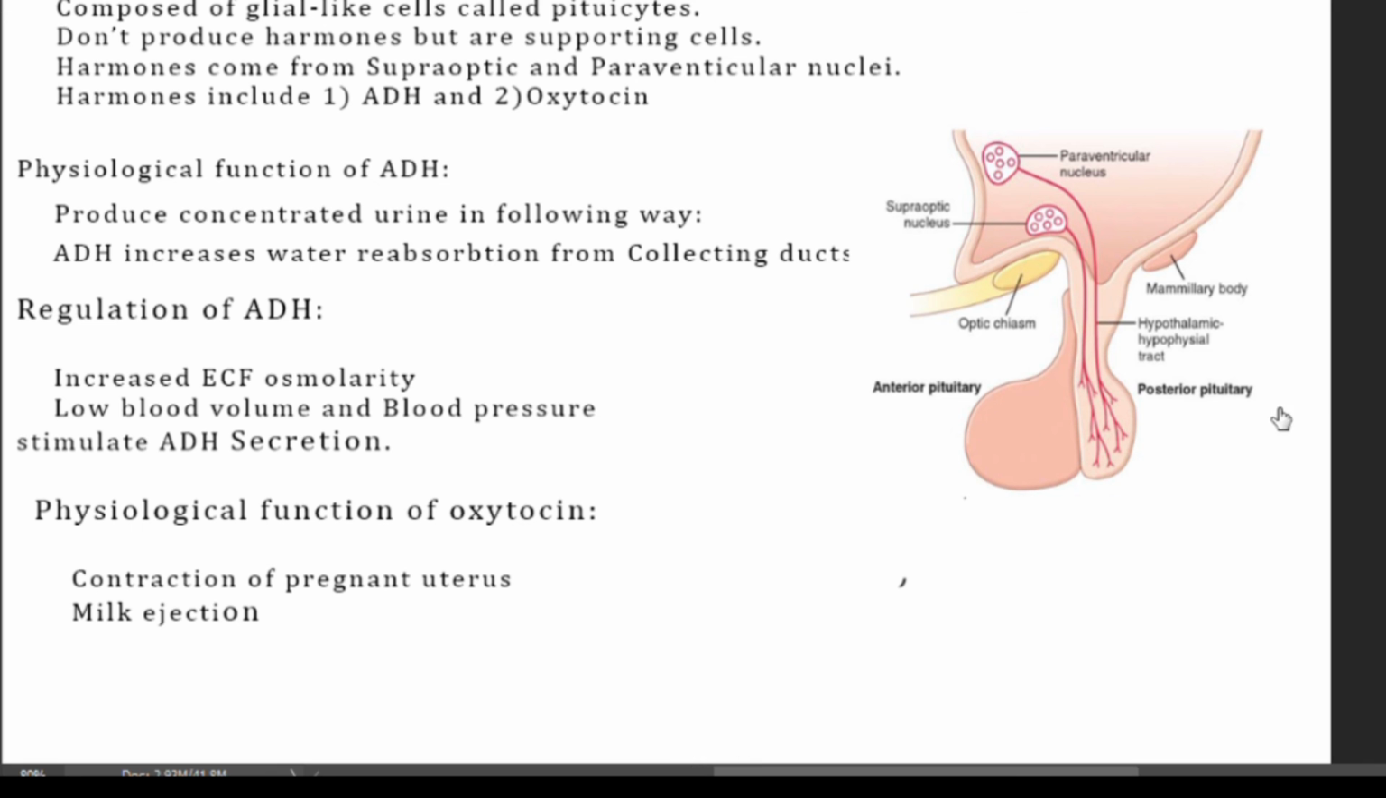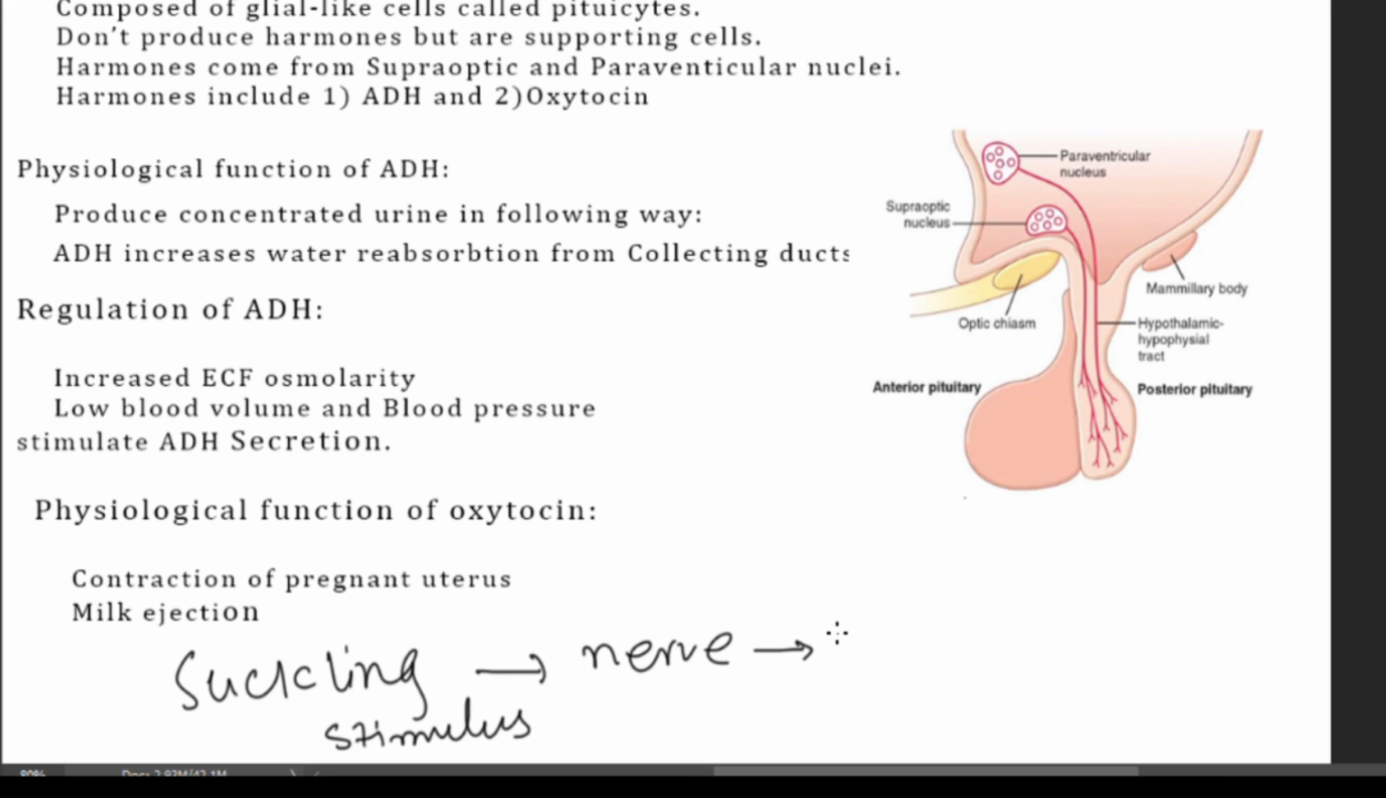Now we have the second hormone of the pituitary gland, which is oxytocin. Oxytocin has two primary functions. One of them is the contraction of the pregnant uterus, whereas the second important role of oxytocin is milk ejection. The milk ejection takes place whenever the suckling stimulus is applied by the infant, which will then stimulate the nerve, and the signal will be sent to the hypothalamus. In the hypothalamus, the paraventricular nucleus and somewhat the supraoptic nucleus will be activated, and they will release oxytocin.